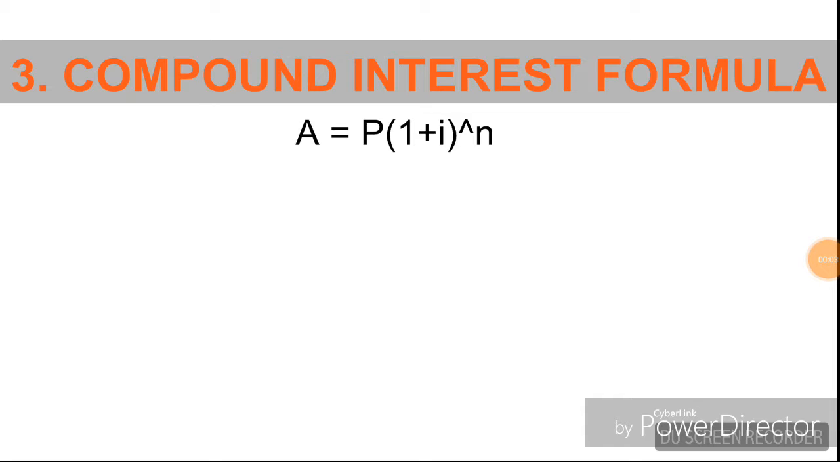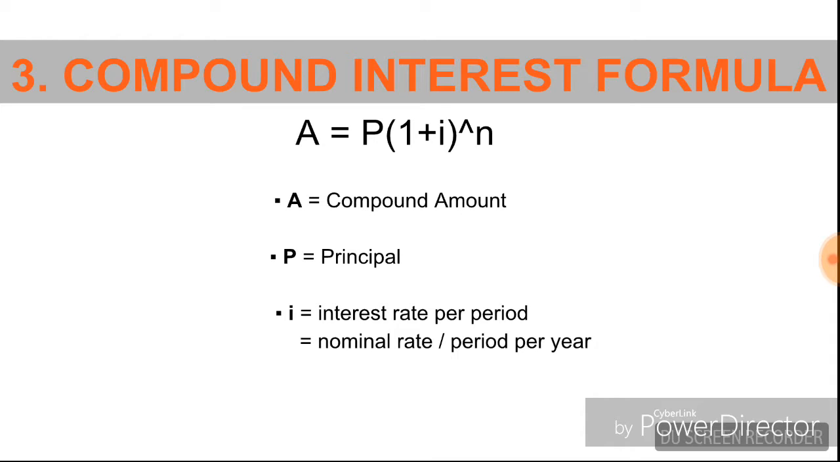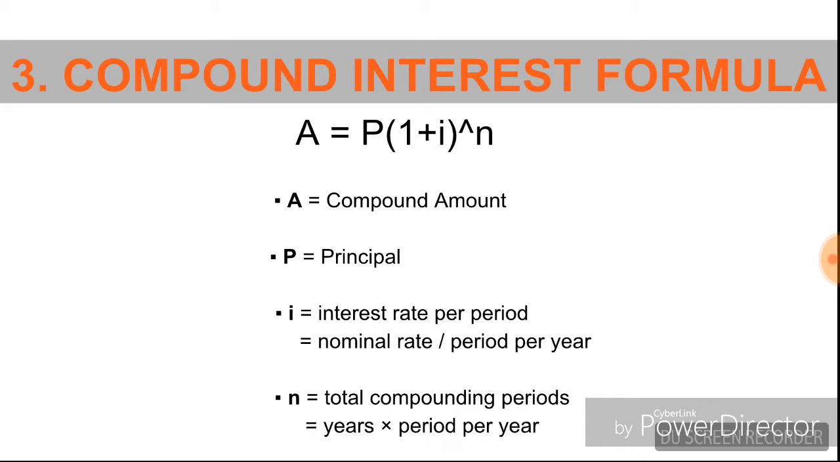The last method that this video will tackle is using the compound interest formula. The compound interest formula is A equals P times 1 plus i raised to the nth power. A stands for compound amount. P stands for principal. i stands for interest rate per period, which is calculated by dividing the nominal rate by the number of periods per year. n stands for total compounding periods, which is calculated by multiplying years by the number of periods per year.